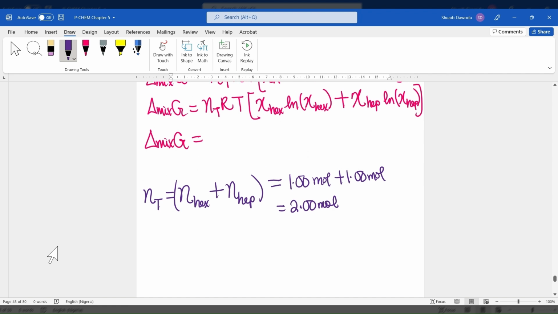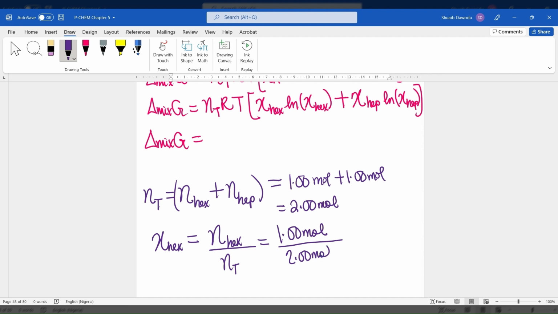And then, of course, we have to determine what the mole fraction of hexane is. The mole fraction of hexane is just going to be the number of moles of hexane divided by the total number of moles. We know the number of moles of hexane is 1.00 mole, divided by the total number of moles, which is 2.00 mole. So of course, you cancel out the mole.